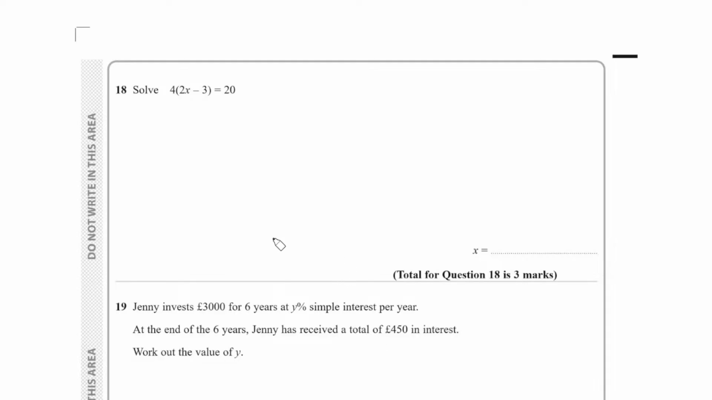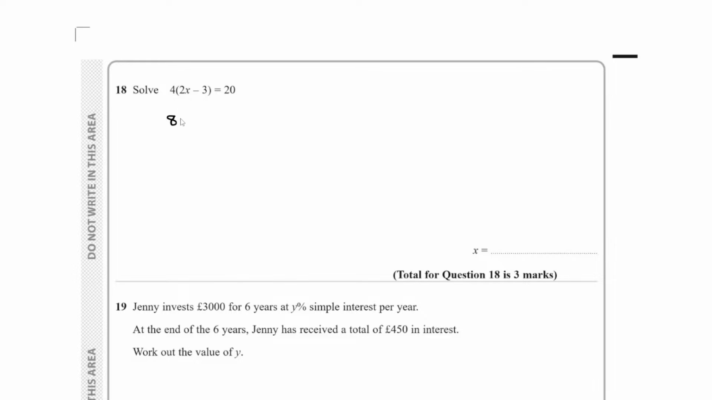Question 18, we need to solve 4 brackets 2x minus 3 equals 20. When we say solve, the whole point is to get x on its own on one side of the equation, and move everything to the other side. There are 2 ways to do this. You can expand out the brackets and then move it across, or you could just divide across by 4 immediately if you wanted to. I think I'll just expand the brackets to show you.